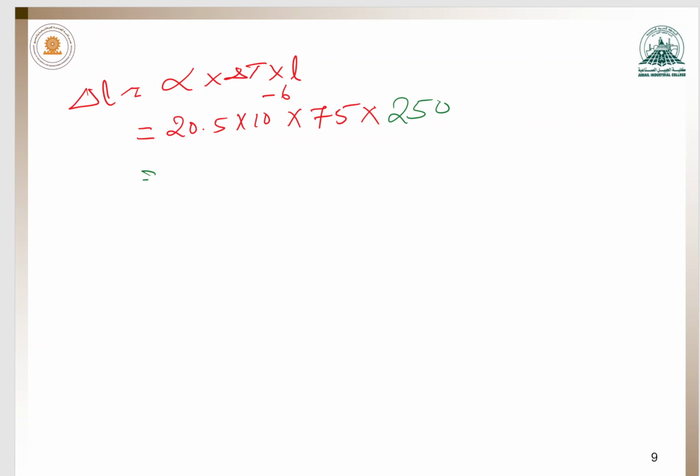So this is 20.5 multiplied with 10 to the power of minus 6 multiplied by 75 multiplied by 250. That gives me 0.38, 0.39 you can say. 0.39 millimeter is the free expansion.